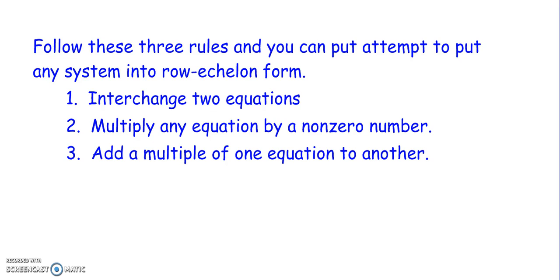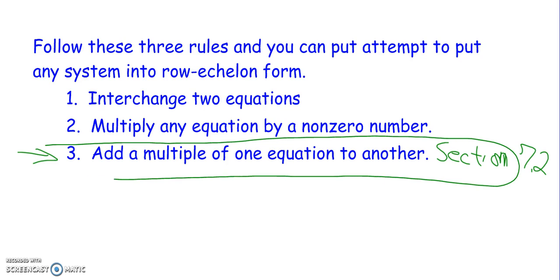And the last one is combinations. Add one equation with another equation. It means you add both sides. Think of section 7.2. This is exactly what you did in section 7.2. The only difference here is you're going to be doing it with 3 equations instead of 2. But for this rule, you are doing it with only 2 equations at a time. So there's going to be one that always stays the same.